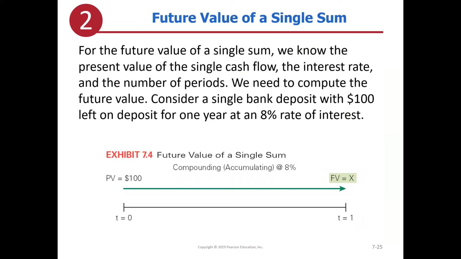For the future value of a single sum, we know the present value of a single cash flow, the interest rate, and the number of periods, and we need to compute the future value. Consider a single bank deposit with $100 left on deposit for 1 year at an 8% rate of interest, as shown in Exhibit 7.4.